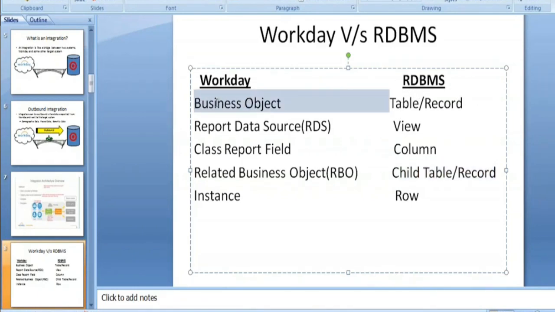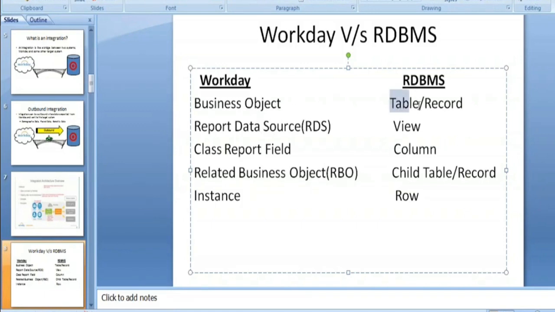A business object contains a set of fields, equivalent to a record in RDBMS. It contains a list of columns, class report fields. We use these business objects to create our integrations, like how we use records in RDBMS. Similarly, we use these business objects to create our own integrations, because every piece of data will be stored in the form of a business object.